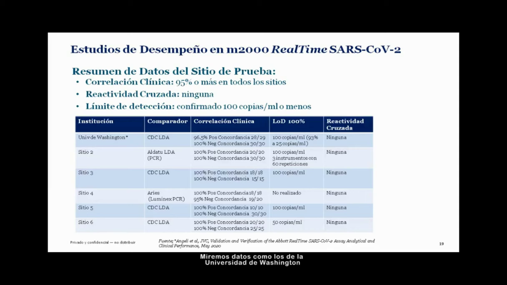So we've seen some, like in the University of Washington, where we've got 93% pickup at 25 copies. So that's very reassuring. I think if we look at the other sites here, we're seeing a limit of detection of 100 copies being reported, with almost 100% positive and negative agreement to the CDC assay and the Luminex assay. The CDC, we have 100% positive negative agreement, and then with the Luminex assay, there was one sample where there was not a difference in the negative agreement.